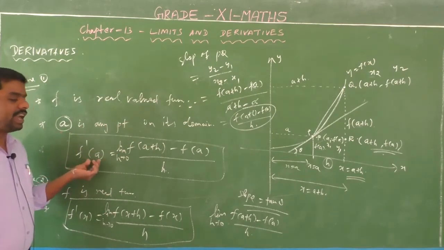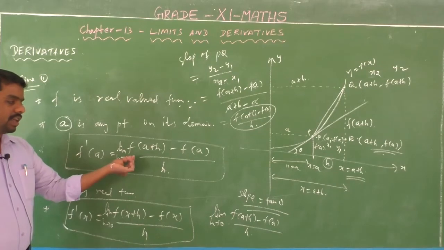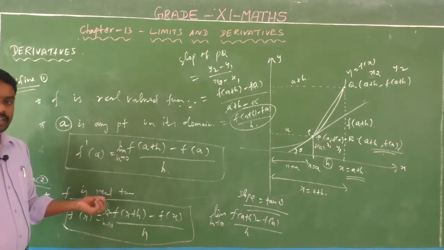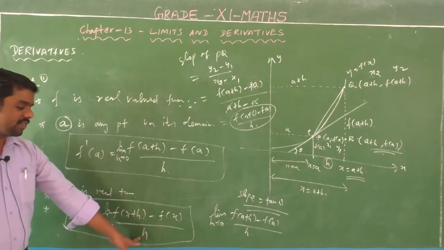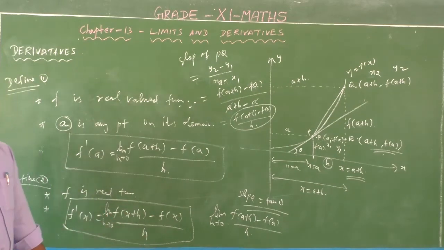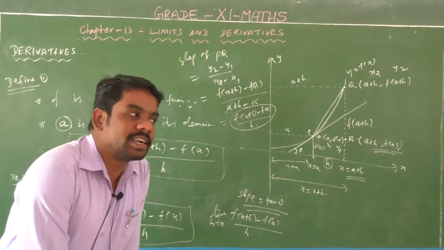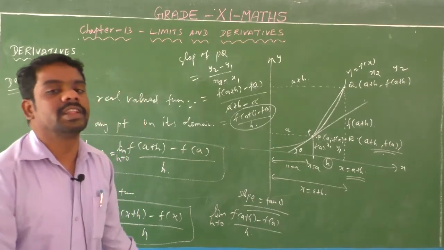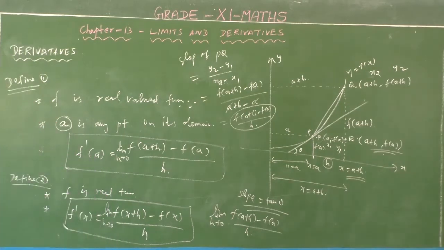f dash of a equal to limit h tends to 0 of f of a plus h minus f of a divided by h. சப்போஸ் a equal x ன்னு எடுத்துட்டோம் அப்படின்னா f of x plus h minus f of x divided by h ன்னு எடுத்துக்கலாம். ஓகேவா? இதுதான் டெஃபினேஷன், ஃபர்ஸ்ட் பிரின்சிபல் டெஃபினேஷன். ஓகேவா? யூசிங் ஃபர்ஸ்ட் பிரின்சிபல் தியரம் சொன்னாங்கன்னா இந்த தியரத்தை யூஸ் பண்ணி தான் நம்ம சால்வ் பண்ணணும். ஓகேவா? ரைட்.